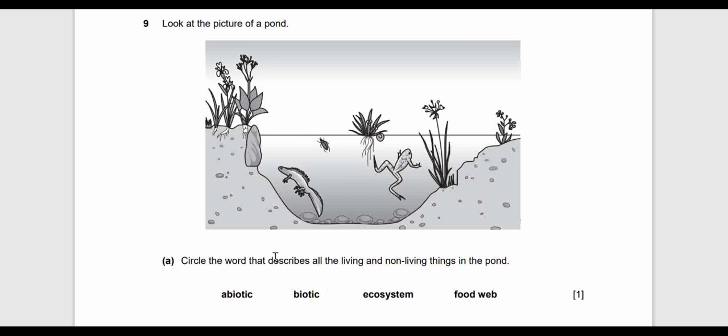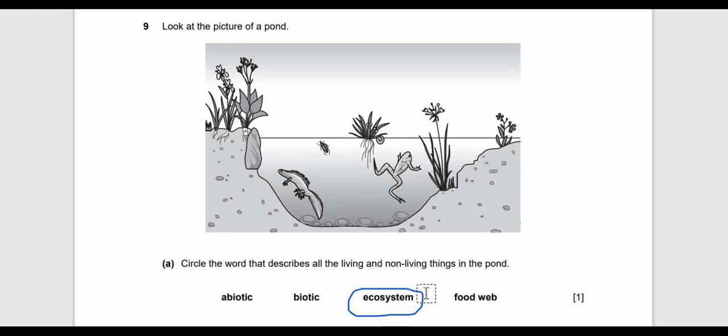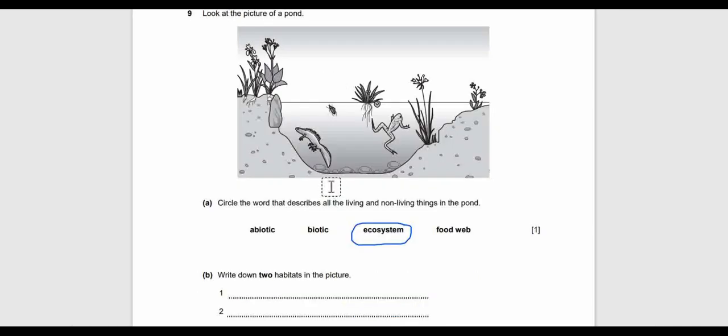Alright, let's open up the answer. It's an ecosystem. Next. Question B. Write down 2 habitats in the pictures. 10 seconds from now. So we have to write 2 habitats in the picture for question 9b.